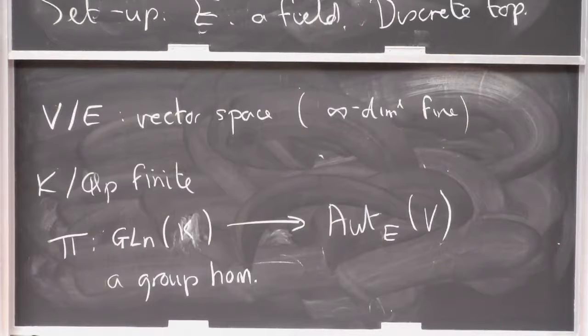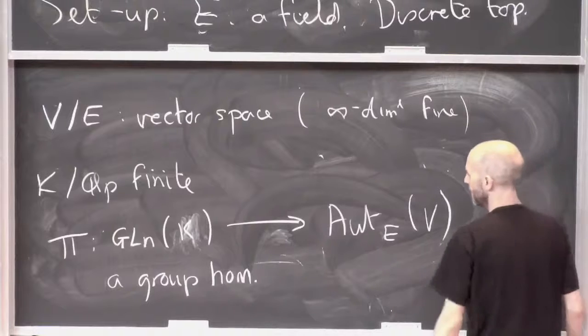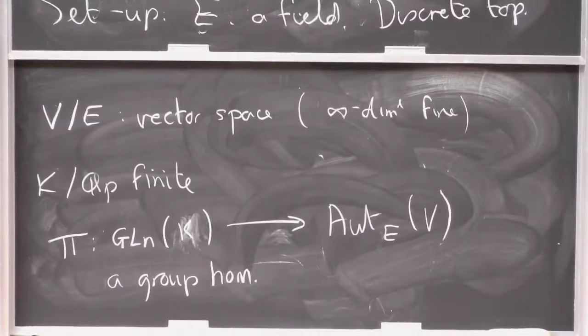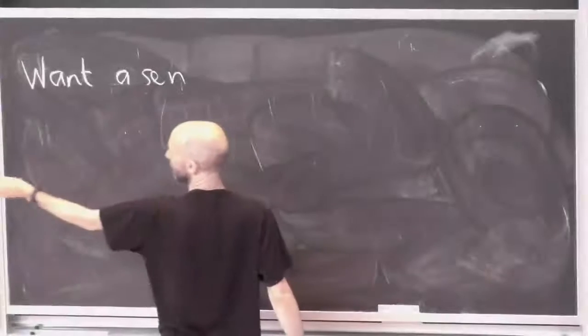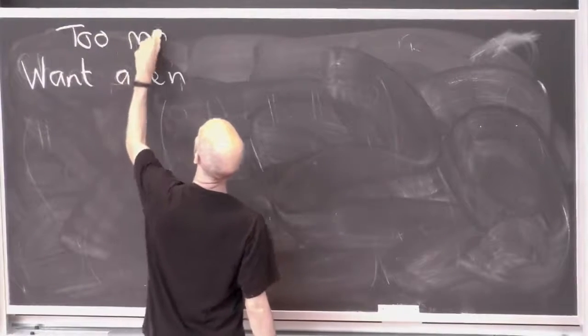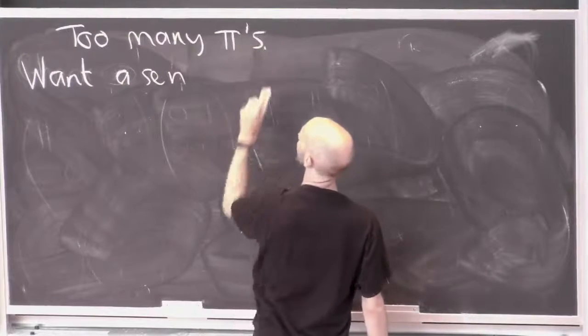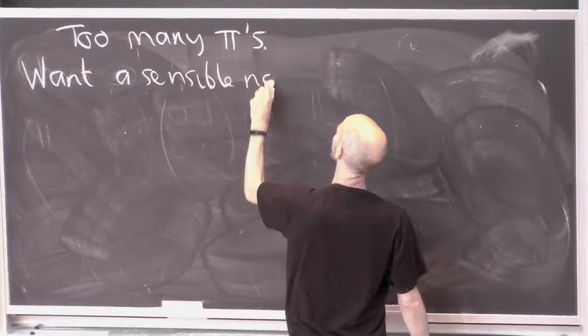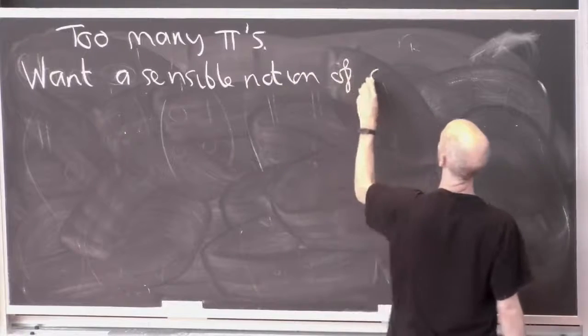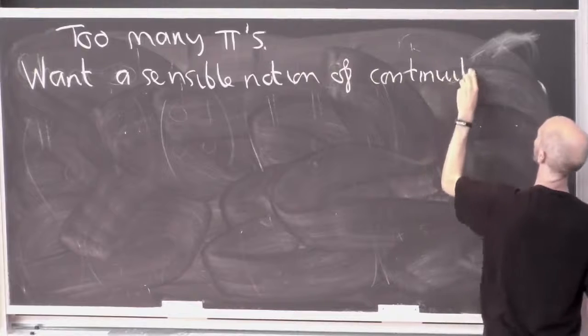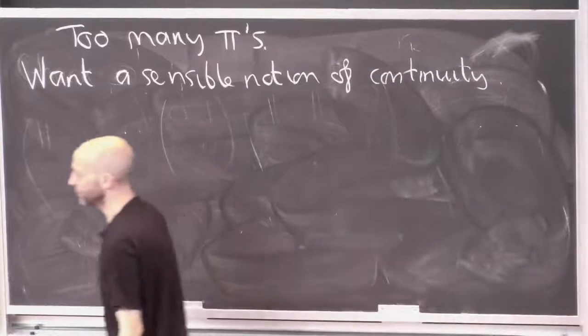I think, anyway, this is the situation. There's too many of these, right? This can't be the right definition. GL_n of K definitely does have a topology. Even if I don't care about the topology on E, GL_n of K definitely has a topology. And I somehow want pi to respect that topology in some way. So I want a notion of continuity. So there's too many pi's, right? What's a sensible notion of continuity? So I'm going to give you two such notions.